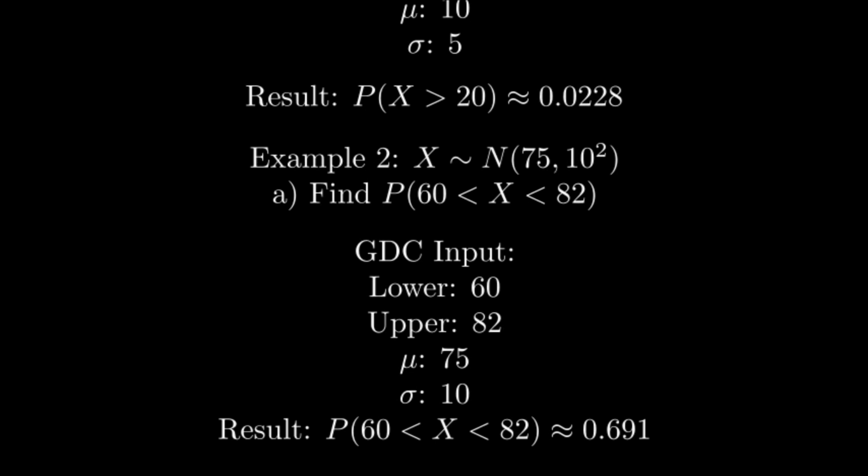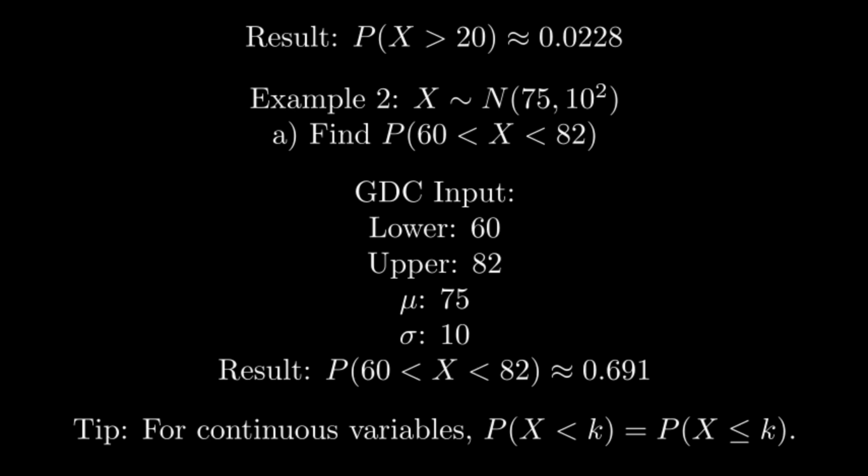A quick but important note on inequalities. For a continuous variable, the probability of x being exactly equal to a specific value is 0. Think of it as the area of an infinitely thin line. So P(x < k) is the same as P(x ≤ k). This is not true for discrete variables, so be careful. Let me repeat that, because it's a crucial point. For any continuous distribution, like the normal distribution, the probability of being less than a value is the same as the probability of being less than or equal to that value. The inclusion of the endpoint doesn't change the area.